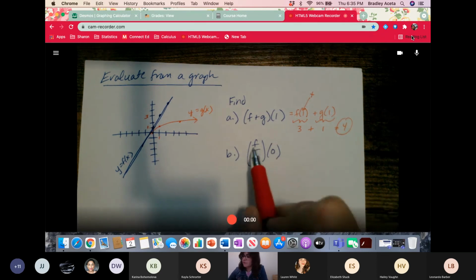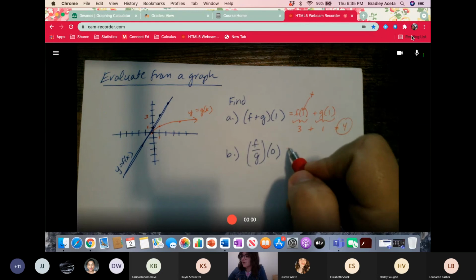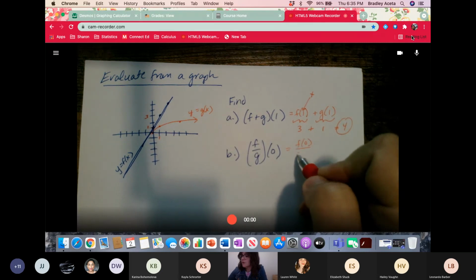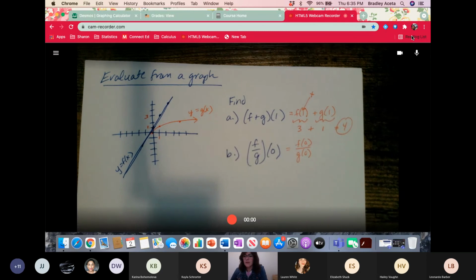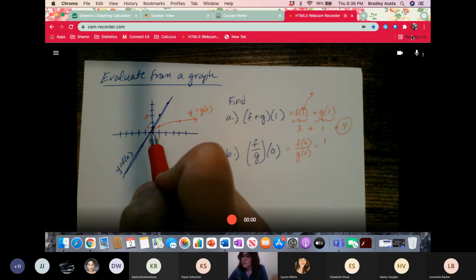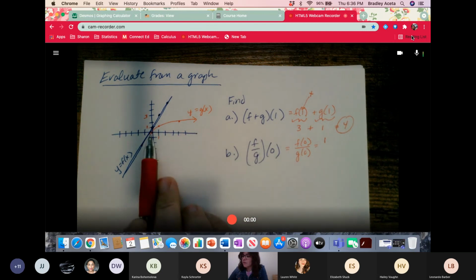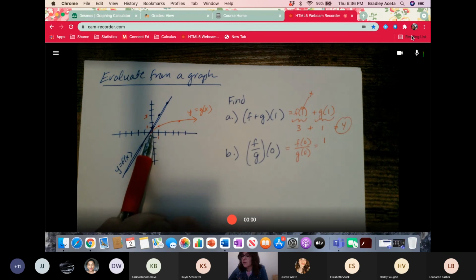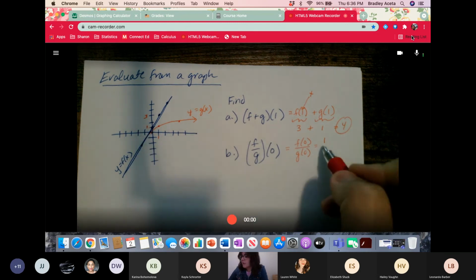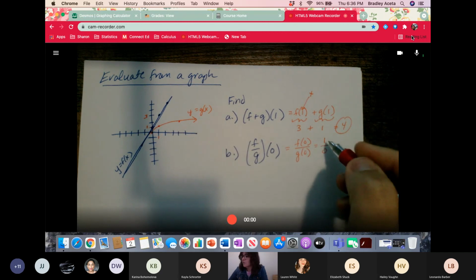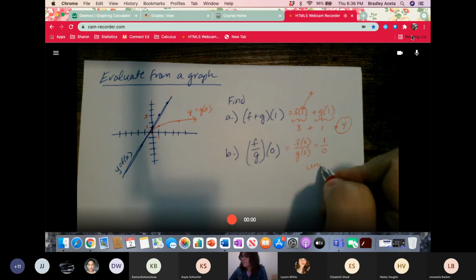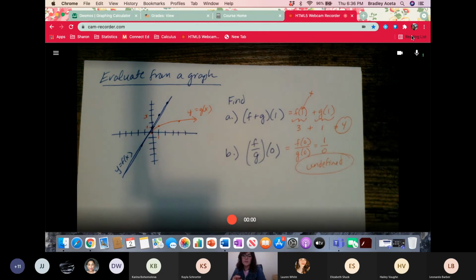Okay, let's do this again for this one. F over G of 0. Again, if I were writing this out, this would be the F of 0 over the G of 0. So I now want to go to the 0 on the X, and I want to go to the blue line, and I want you to tell me what the Y value is. The Y value would be 1. Now I want to go to the 0 on the X, and I want you to tell me what the red line's Y value is. Well, that is right here, right at the origin. So that point is 0. So what is 1 over 0? Well, that's undefined. We can't divide by 0, so that would just be your undefined.